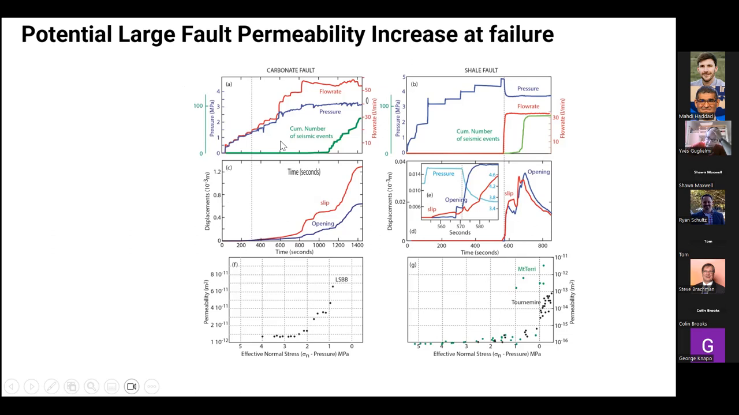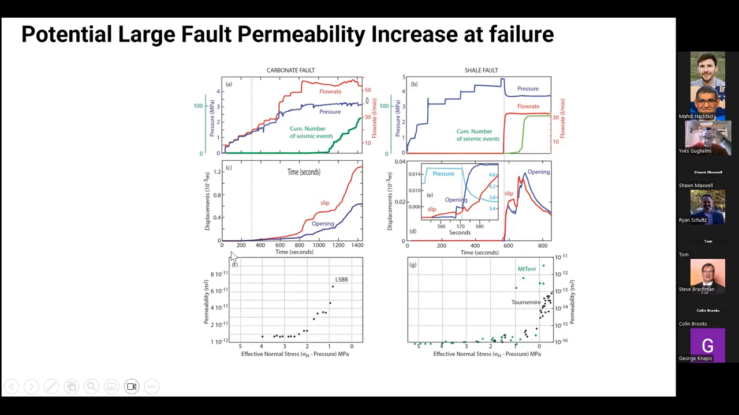Just to show the difference. For example, if you look at the upper graph, the difference is in the blue and the red curves. Well, we increase the pressure, so it's the same protocol. We increase the pressure step by step. But here, because the fault in carbonate has an initial permeability, you see that as soon as we increase the blue curve, we increase the red curve because the fault has an initial permeability.